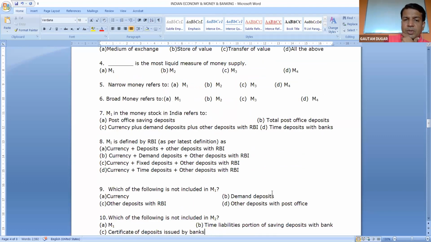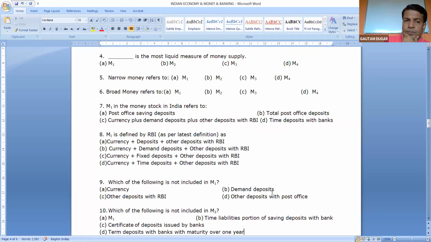M1 in the money stock in India refers to what? Question number 7. Number 5 we already discussed. 5 is M1 and 6 is M4.